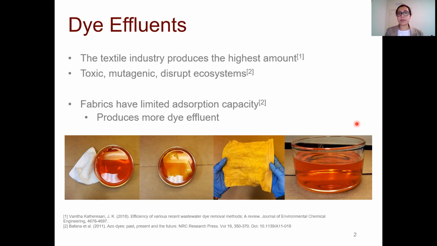The textile industry in particular produces the highest amount of dye effluents, and this is mostly because fabrics have a limited absorption capacity. I made a quick demonstration in the lab about this. I dyed a piece of cotton fabric, and after I dyed it, I have some leftover red water. This would be a dye effluent. According to the literature, dye effluents can be toxic, mutagenic, and when they are released into the environment, they disrupt the ecosystems.